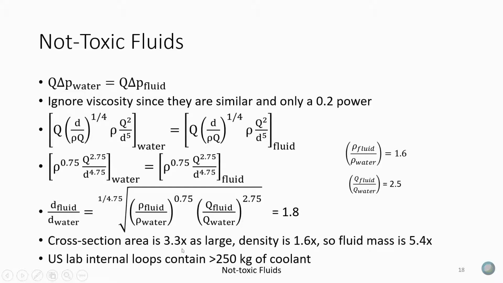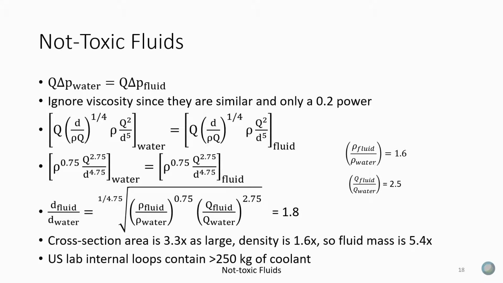So that means not just the lines, but every fitting you've got in there, everything that touches the fluid, other than say cold plates and heat exchangers, has to grow by 1.8. And so we've got 3.3 times the cross-sectional area of the lines. Density is 1.6 times. So the fluid mass is 5 times the mass as it was in the water system.